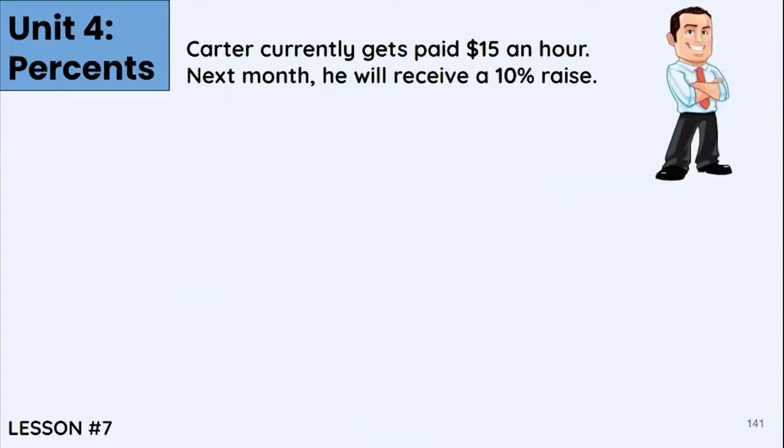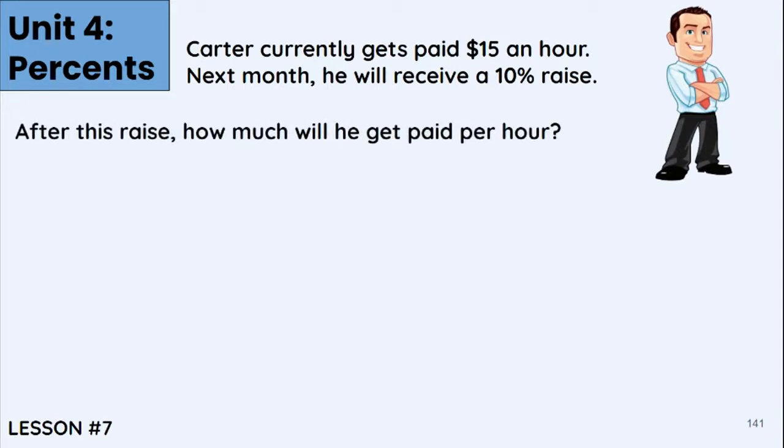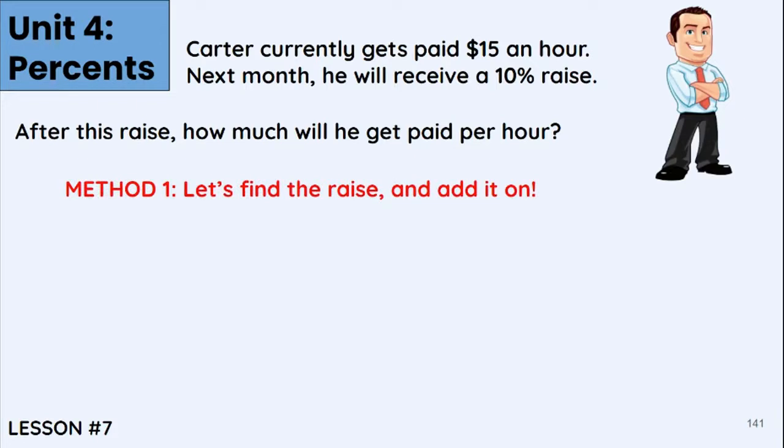Carter currently gets paid $15 an hour. Next month, he will receive a 10% raise. After this raise, how much will he get paid per hour? So there's a couple different ways to do this. Method number one, we could find the raise that he gets and add it on. So he gets a 10% raise, right? What is 10% of $15? We'd have to do 0.10 times 15. Go ahead and find what that would be.